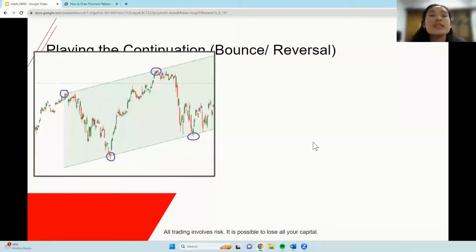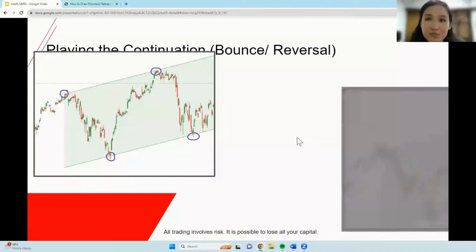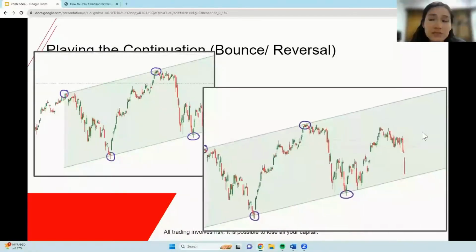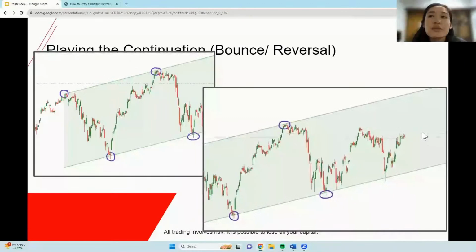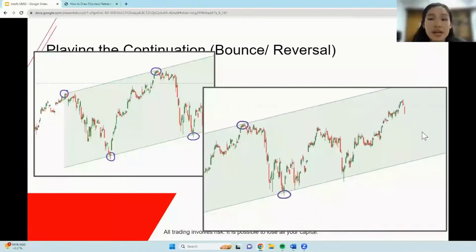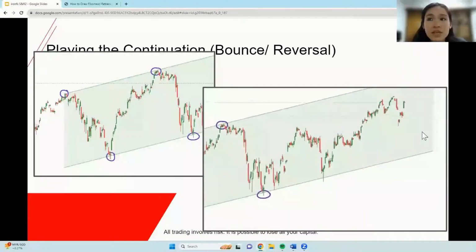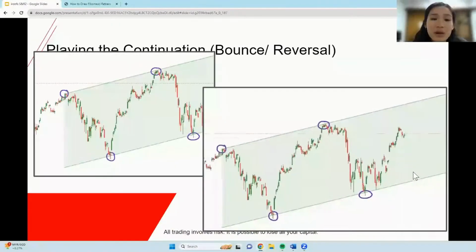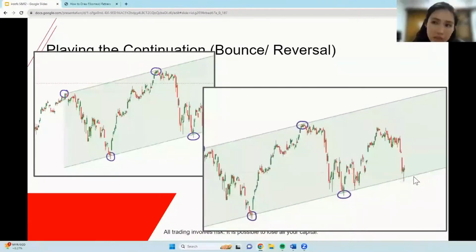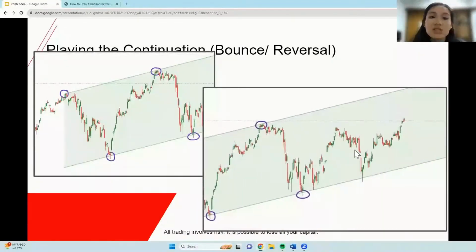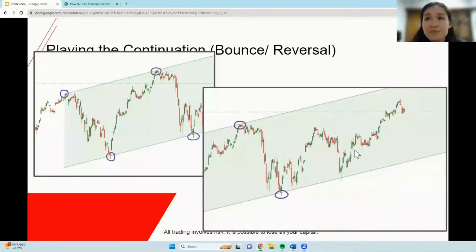Okay, so in this example, I have an ascending trend channel, and price is moving within the trend channel. In this case, I'm playing the continuation, and the continuation is simply an uptrend. When I say bounce or reversal, I'm looking at price bouncing off the trend channel, which you see over here. It bounces off it and moves within the trend channel. That's why we say continuation.